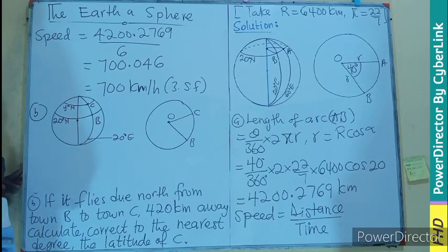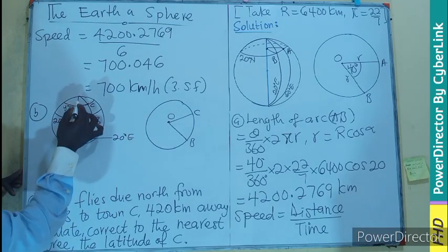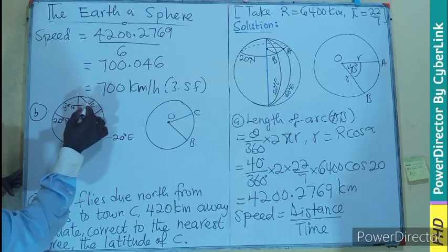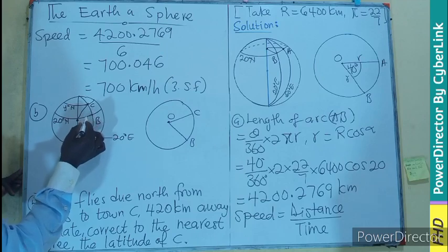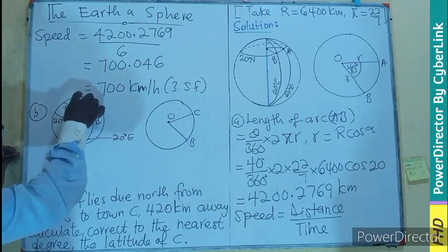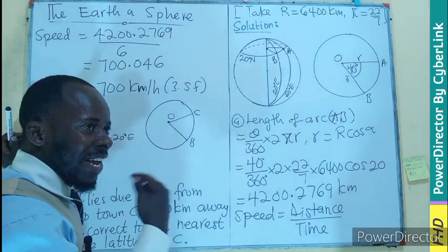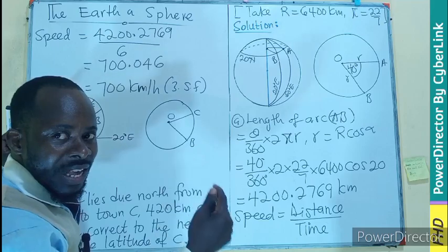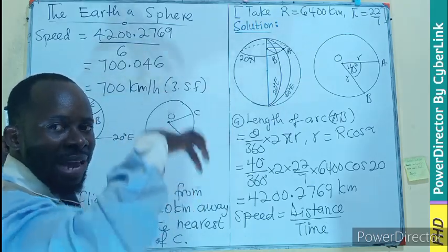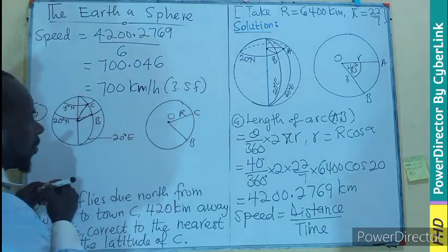Now looking at it carefully, where is the center going to be? The center is going to be here. Why? Because they are having a common longitude. So the longitude will move to the center. It is going to be common longitude. And a common longitude is a great circle. So since it's a great circle, the center of that circle is going to be the center of the earth itself. So we'll be having capital R here.